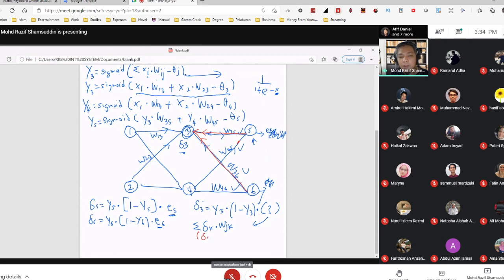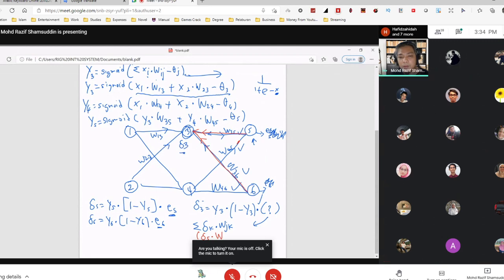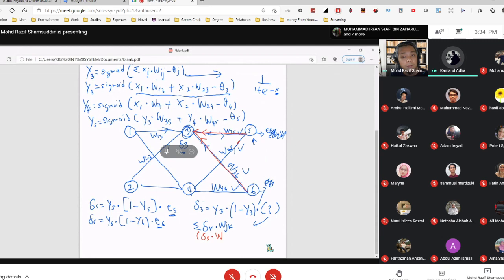Okay, who can help me? Error gradient 5 times weight, which one? Is it weight 3,5? Yes, weight 3,5. Why? Because neuron 5 is connected to neuron 3. We are calculating the error gradient at neuron 3. Plus error gradient at 6 times weight 3,6. Good. So that's it.